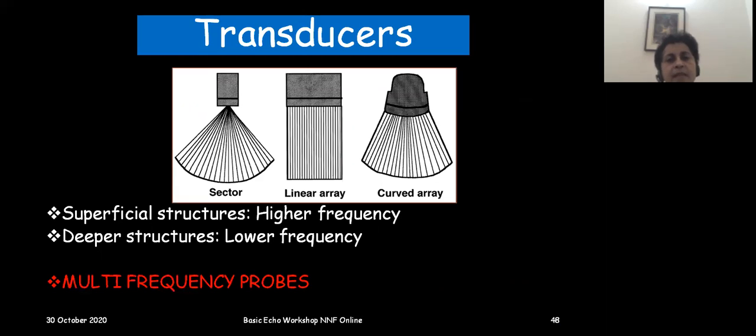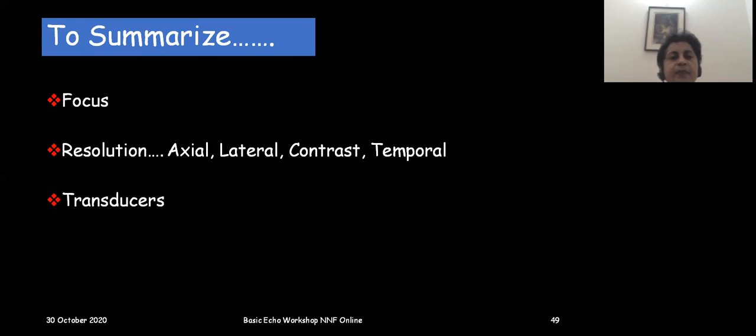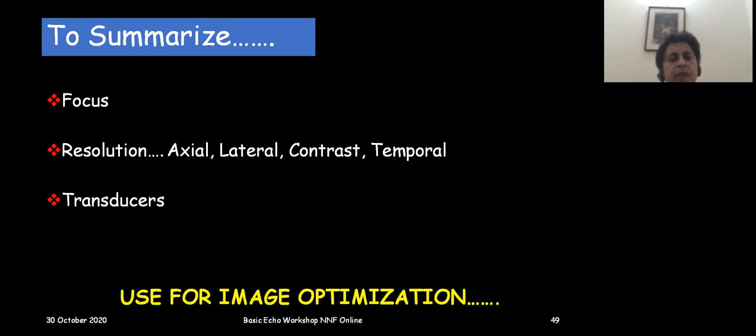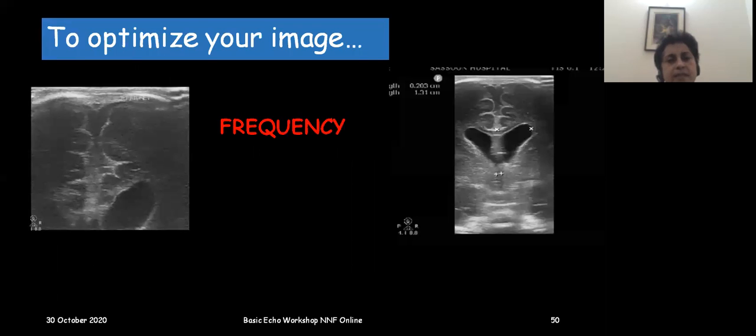So basically about transducers and how you choose them. If you want a superficial structure to be interrogated, use a higher frequency, for deeper structures, lower frequency. And all of us now have multi-frequency probes. So to summarize, what I have spoken to you in the last few minutes is about focus, resolution, and the relevance of transducers and how to choose them. All of them are used to get the best image.